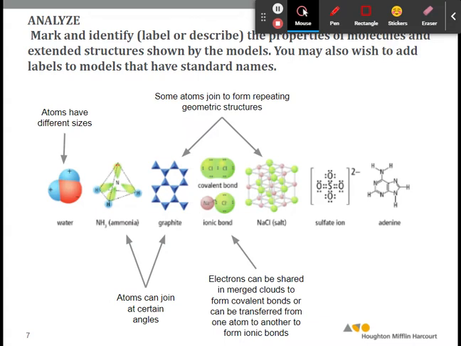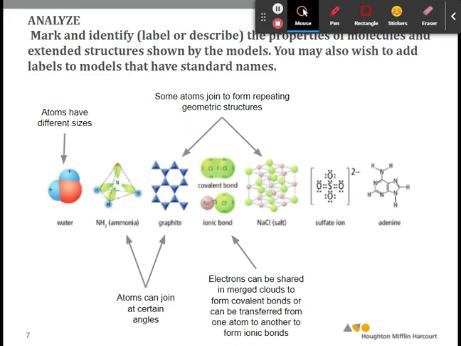We have two main kinds of bonds that we tend to focus on. We have covalent bonds and ionic bonds. In a covalent bond, the atoms that are bonded together share pairs of electrons in these merged clouds. In an ionic bond, what happens is one of the atoms takes an electron from the other atom. So in the image here, the chlorine atom has taken an electron from the sodium atom.